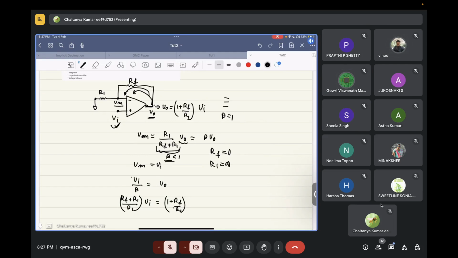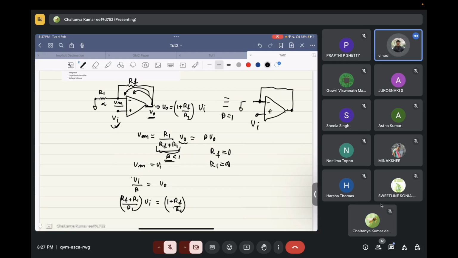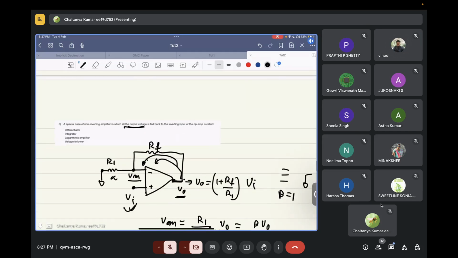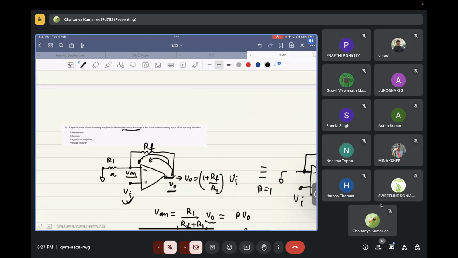In that case, what is happening? All of the output voltage is being fed to the inverting terminal of the op amp. So it will basically look like this. So if R1 is infinity, this is an open circuit, so nothing will be there between that, and RF is equal to 0. This is a short circuit. So what is this? Voltage follower.